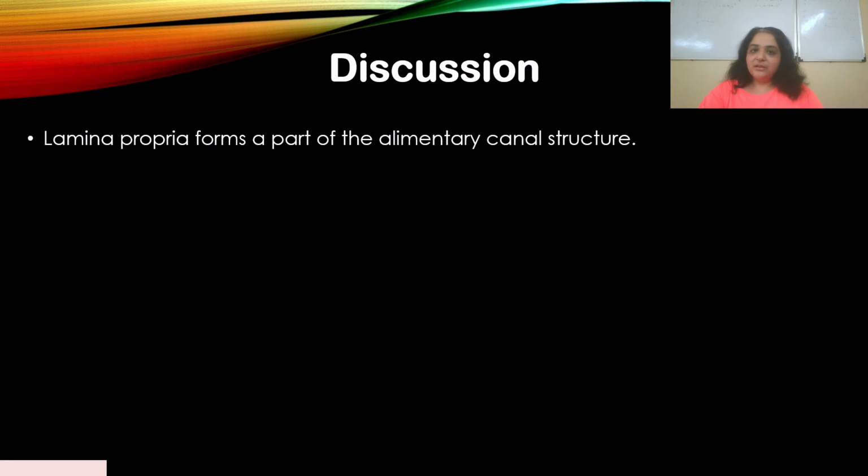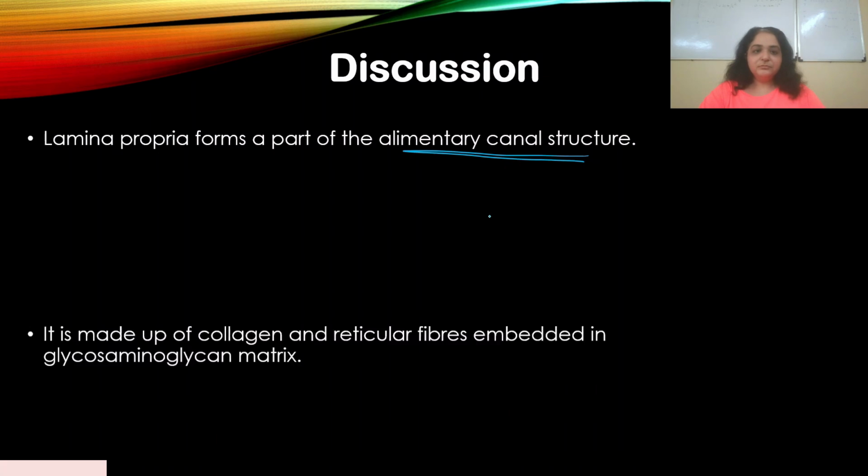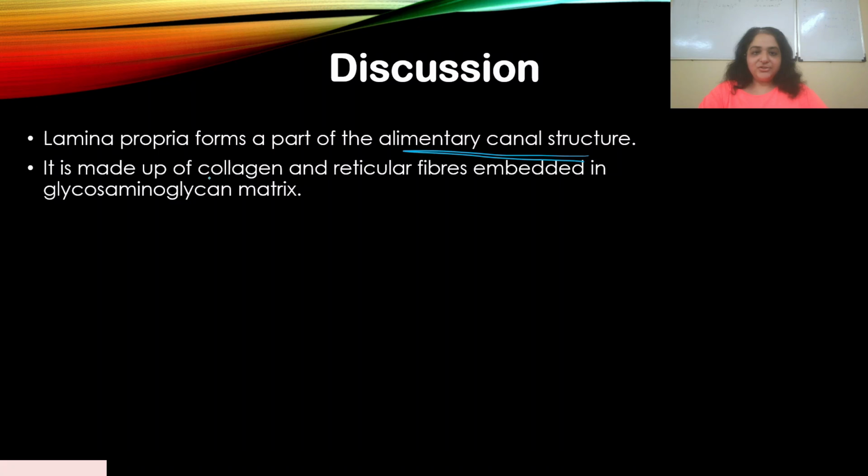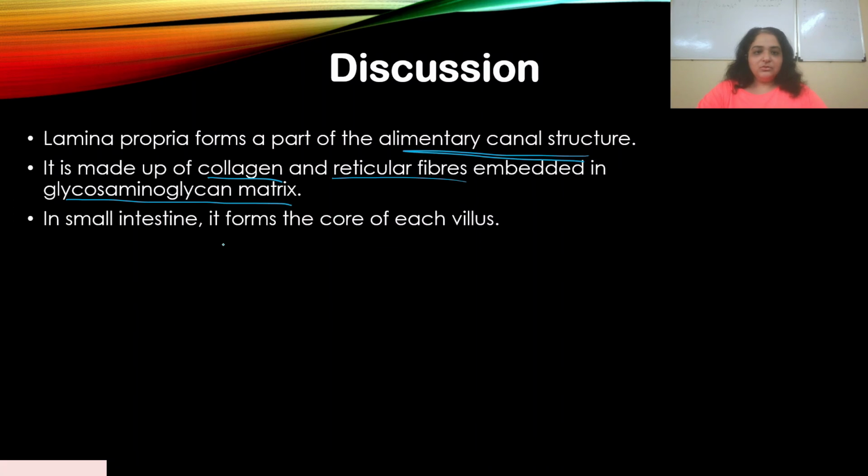So lamina propria forms a part of the alimentary canal structure. It is made up of collagen and reticular fibers, embedded in a glycosaminoglycan matrix. In the small intestine, it forms the core of each villus. So it forms the main part, the core, of each villus.